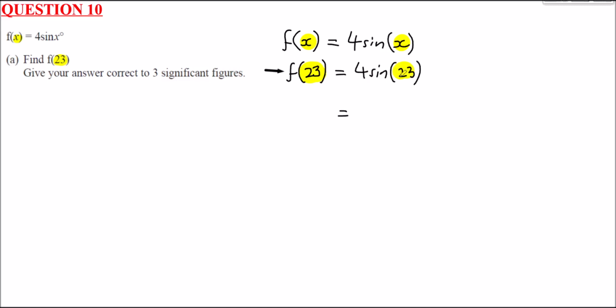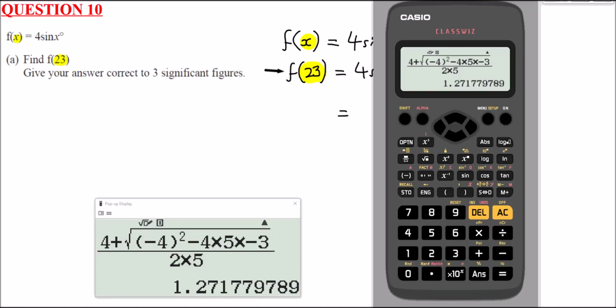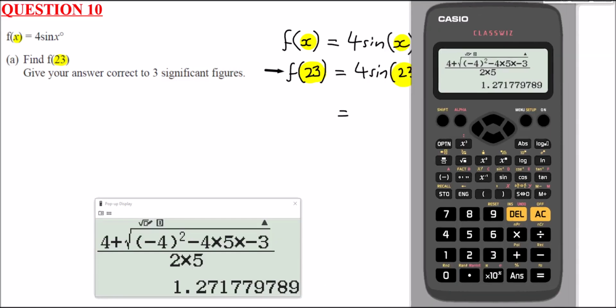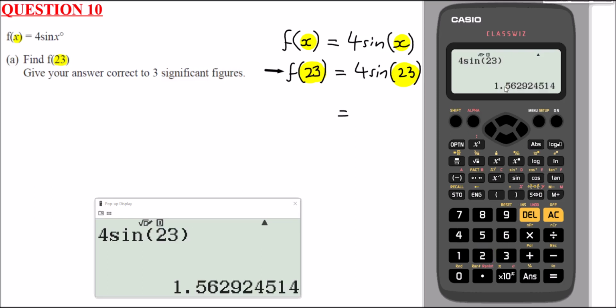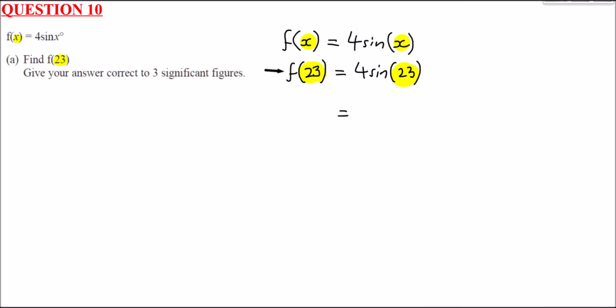Job's a good one. So f of 23, if I just move this to the side, we have that it's 4 sine, or sin if you prefer, 23, close brackets. We get 1.56 to 3 significant figures. So our answer, 1.56.